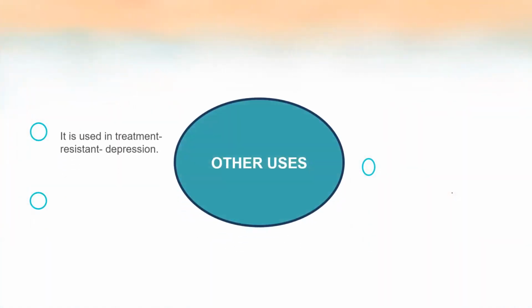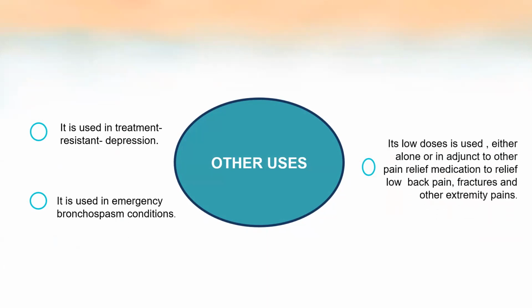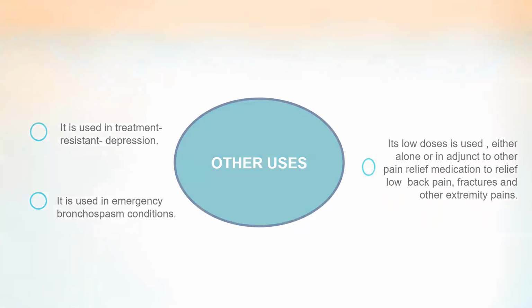Other uses. It is used in treatment-resistant depression. I have mentioned earlier that research showed that ketamine is very useful for the treatment of depression. It is used in emergency bronchospasm conditions. Its low doses are used either alone or as an adjuvant to other pain relief medications such as opioids and NSAIDs to relieve low back pain, fractures, and other extremity pains.